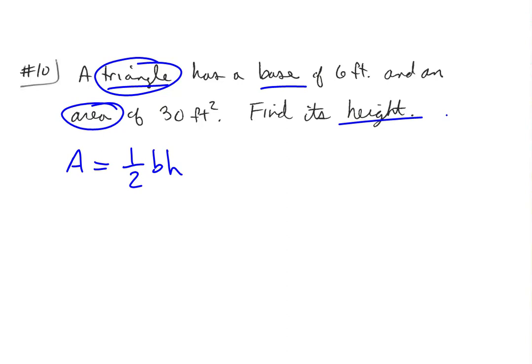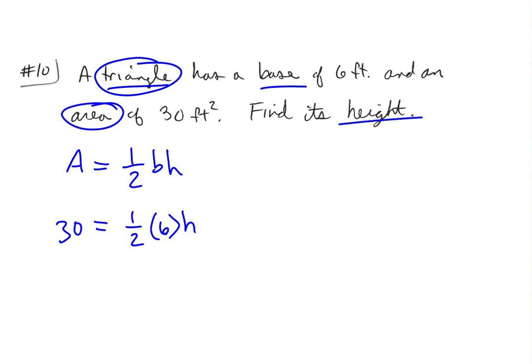What we want to do is plug in the values we know. So if base is 6, then we're just going to rewrite this equation, but instead of b, I'll put 6 in parentheses. And if area is 30, then instead of A, I'll put 30. Notice that that leaves the h variable with nothing to plug in, but that's what we're trying to find.